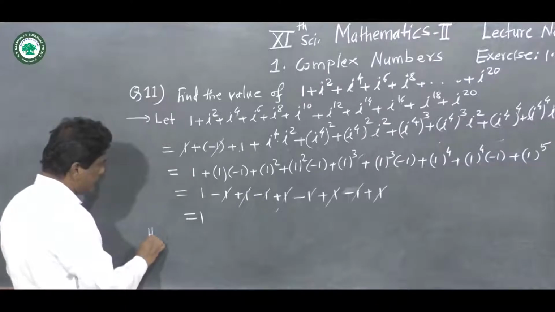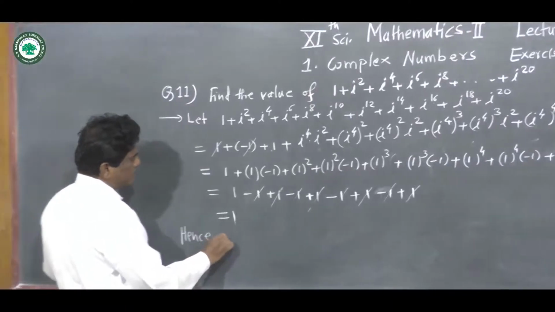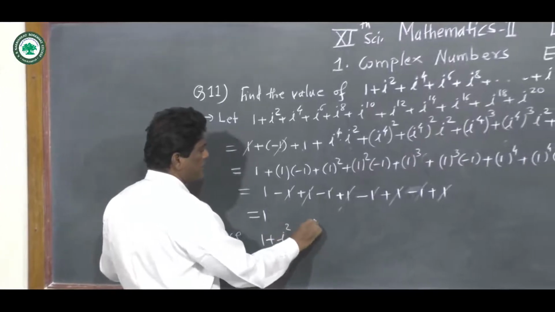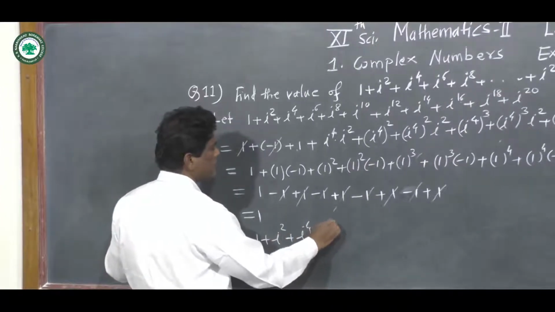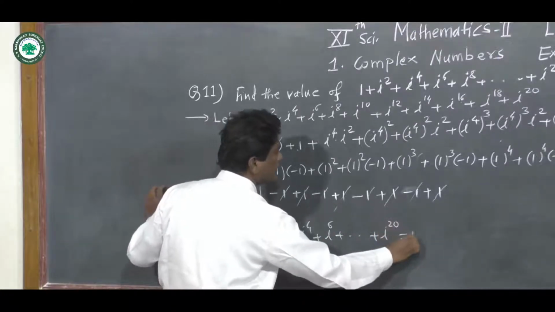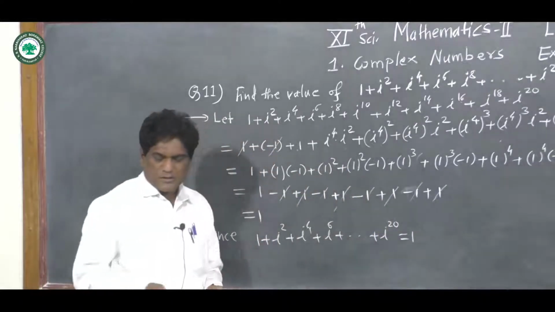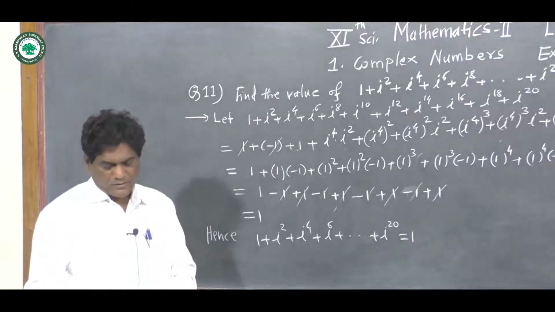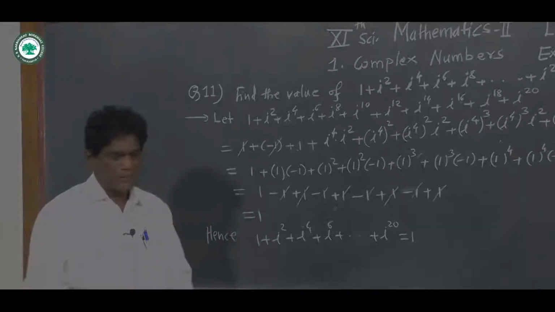Hence lastly we write here, therefore 1 plus i square plus i to the power 4 plus i to the power 6 plus up to dot dot plus i to the power 20, it is equal to 1. Now in this way we have completed this 11th problem. Now we see 12th problem.